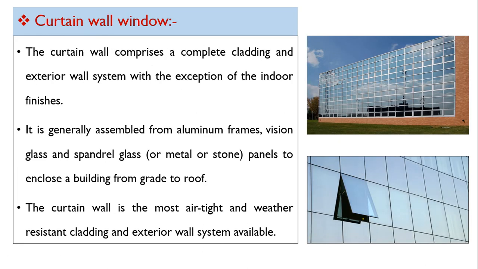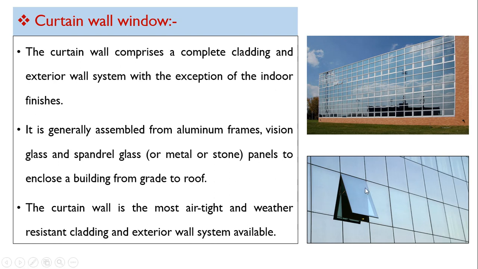Now next is the curtain wall window. This curtain wall window is as good as wall cladding. This is glass cladding. The curtain wall comprises a complete cladding and exterior wall system with the exception of the indoor finishes. It is generally assembled from aluminum frame, vision glass and spandrel glass panels to enclose a building from grade to roof. The curtain wall is the most airtight and weather resistant cladding and exterior wall system available.